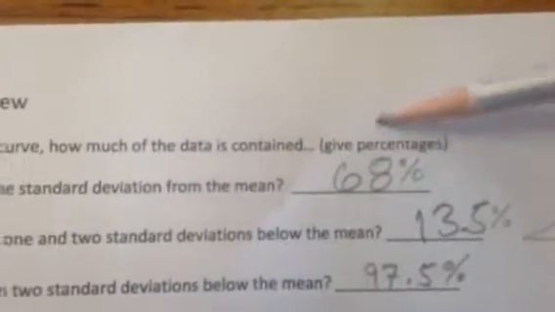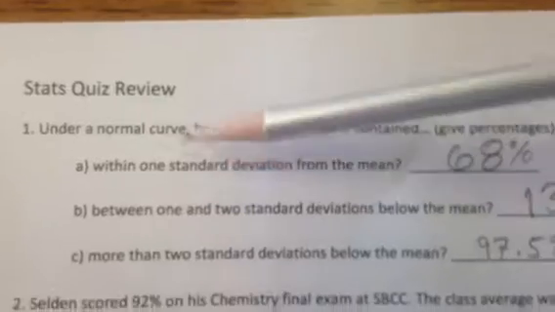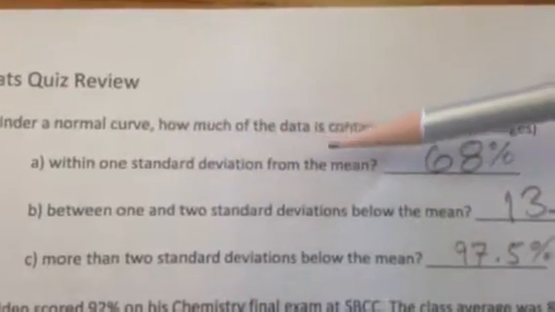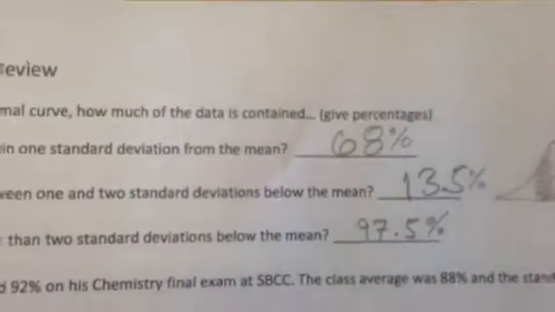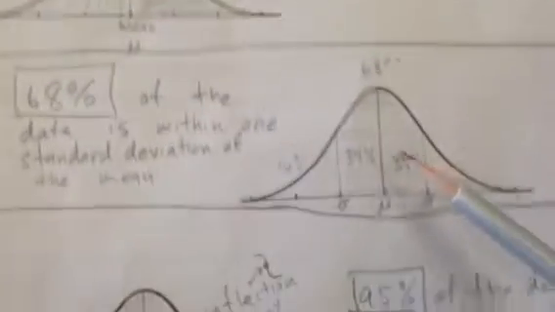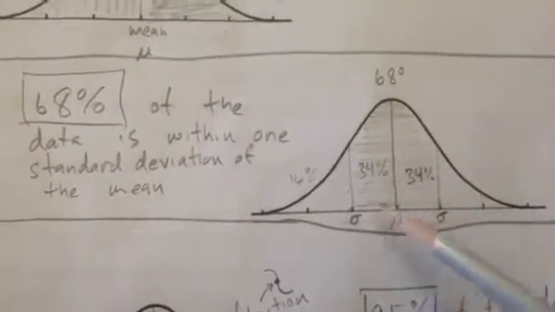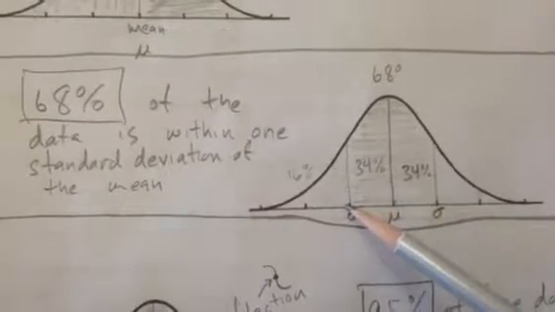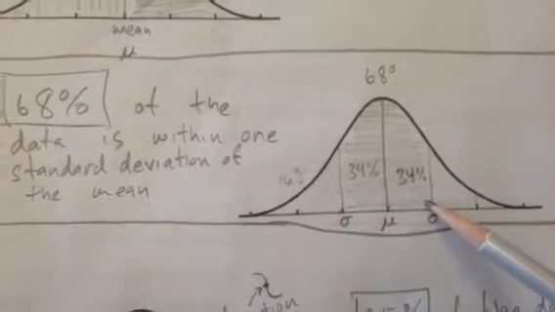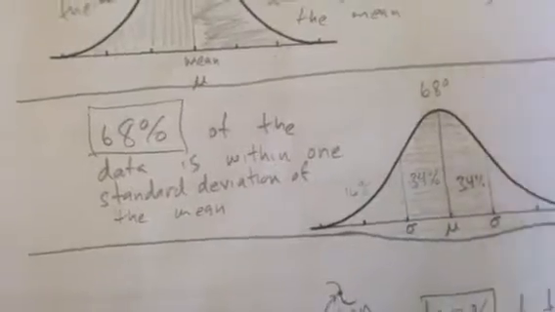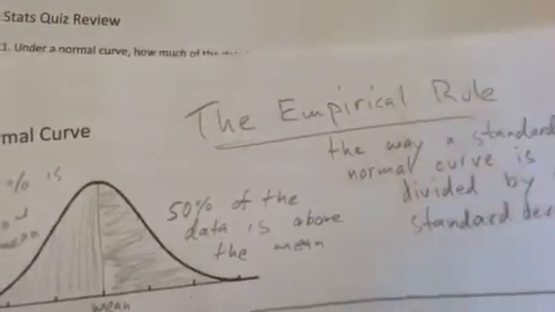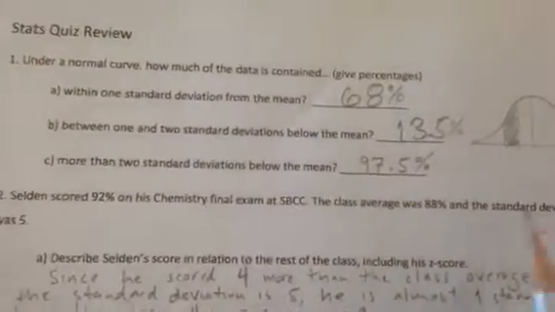So under a normal curve, how much of the data is contained, and I'd like you to give percentages here, within one standard deviation from the mean? The answer to that is 68%. Hopefully you've got this note page right here about the empirical rule, and that's one of our first things right here. Very important to realize that within one standard deviation, that means one standard deviation below to one standard deviation above, that is 68% of the data. That's the empirical rule, and we always use that for normal distributions.